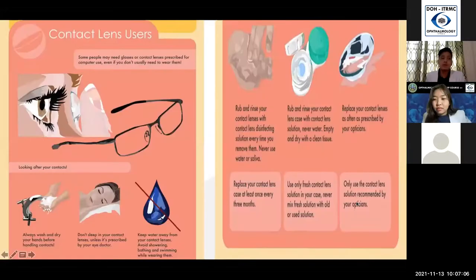So next one is the proper storage and cleaning of your contact lenses. So always wash your hands before holding your contact lens. And the most important thing here is do not wash it with tap water, because you will be prone to having acanthamoeba infection or fungal infection, keratitis. And then don't sleep with your contact lenses. You will be prone to having infection.